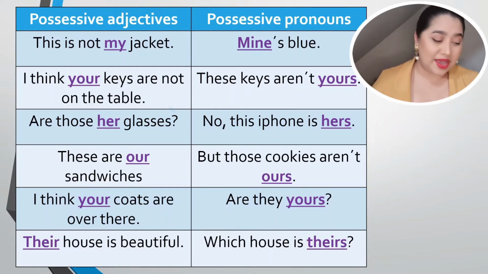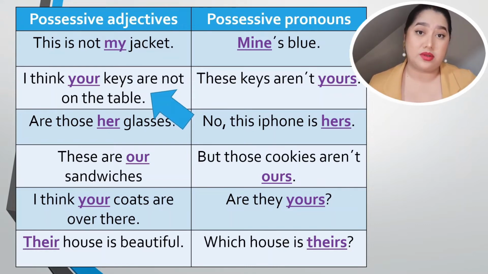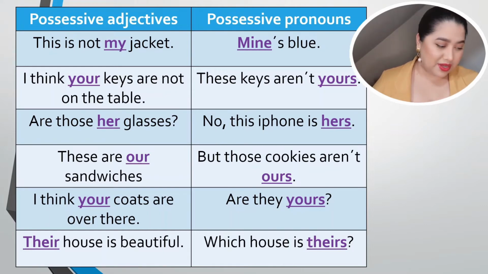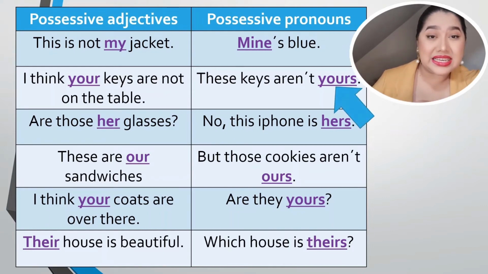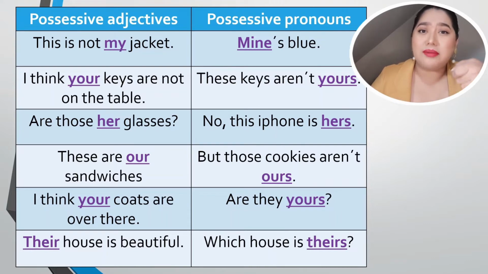Let's go to the next example. We have, I think your keys are on the table. Your keys. What happens if I say, these keys aren't yours? Yours. This is the possessive pronoun. What happened? Well, I don't use the word keys one more time because we know we're talking about keys. So these aren't yours. Yes?